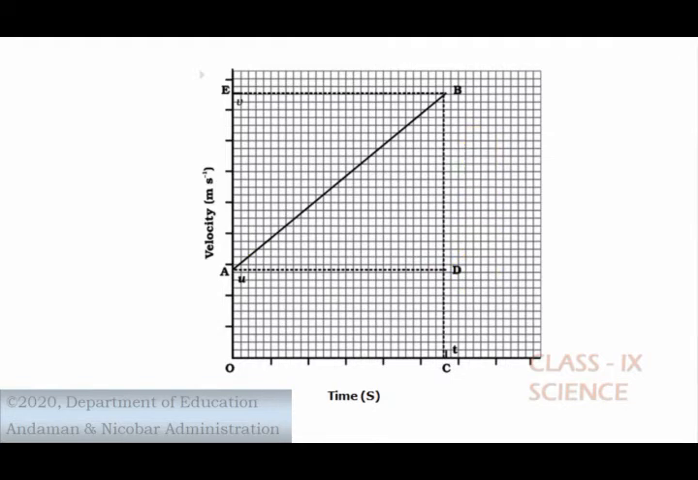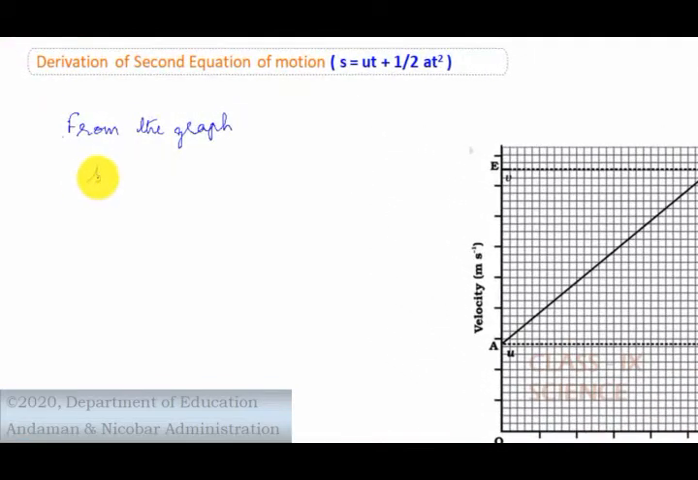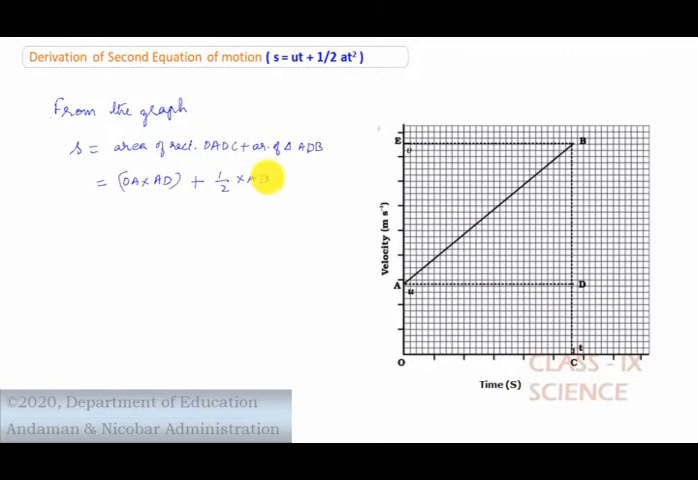So from the graph, displacement can be found out by S is equal to area of rectangle OADC plus area of triangle ADB. Since we know that the area of rectangle OADC is equal to length into breadth, that is OA into AD. We know that the area of triangle ADB is half base into height. Here base is AD and height is BD.